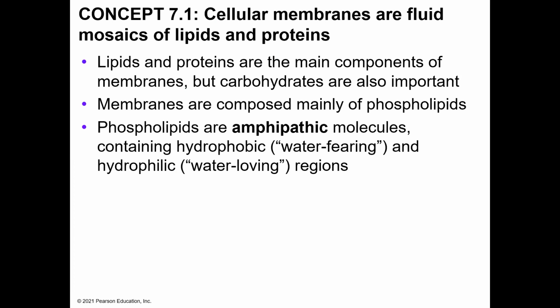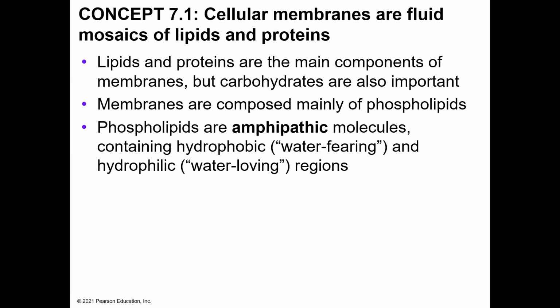Cellular membranes are fluid. They are mosaic models of lipids and proteins. Lipids and proteins are the main components of the membrane, but carbohydrates are also very important. They like to attach themselves to either the lipids or the proteins, and they help aid in different kinds of signaling that is necessary from cell to cell.